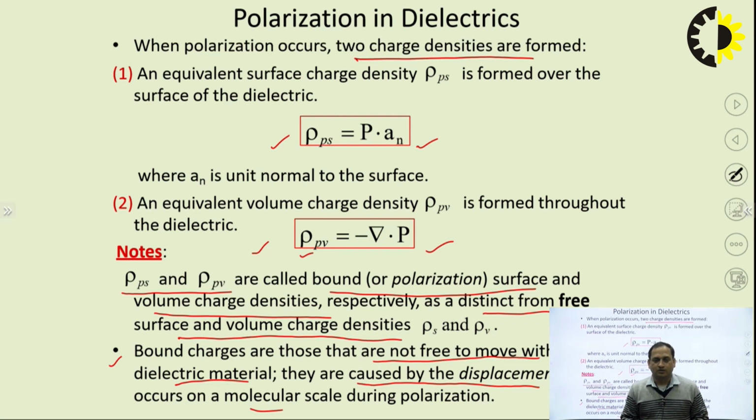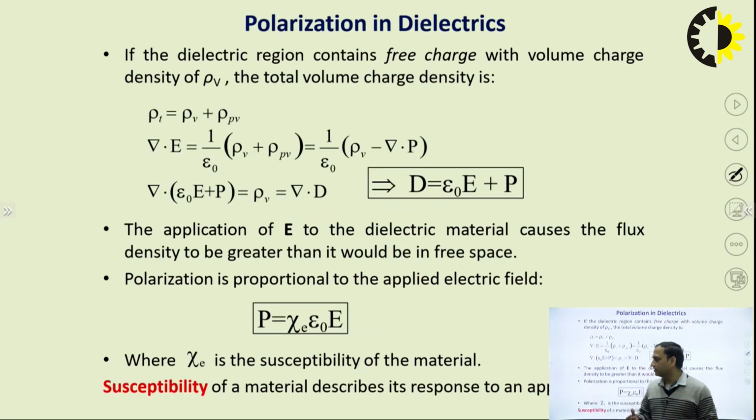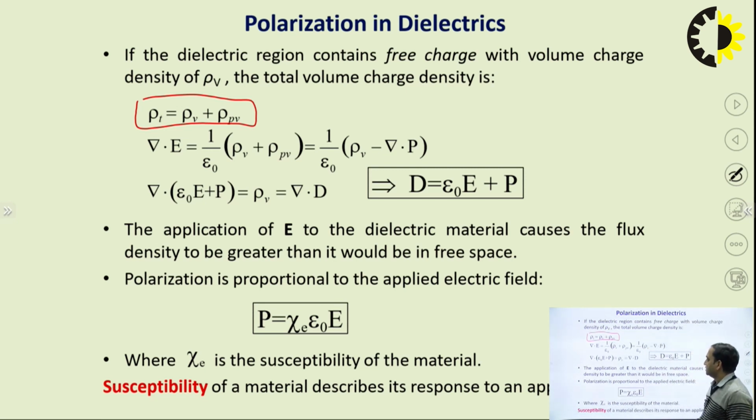Please go through it. One of the few formulas you have to take care of about dielectric polarization is rho_t equal to rho_v plus rho_pv. When we do some rearrangement of this formula, we come to this expression: D is equal to epsilon E plus P.